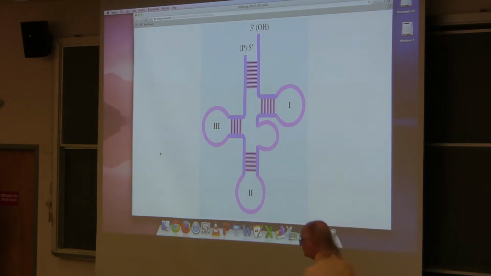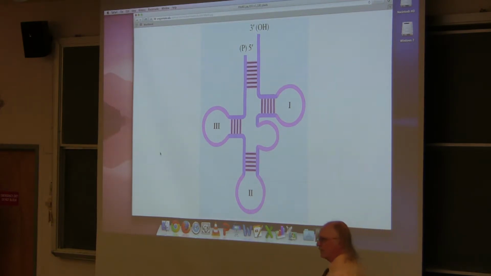Now, the 2 areas of interest to us are the 3' end up here at the very top, where it says 3' OH. And the other is this loop down here, which is called the anti-codon loop. That's this region labeled number 2 at the bottom. The anti-codon loop. Now, the reason we're interested in the 3' end is because it's at the 3' end that an amino acid becomes covalently attached.